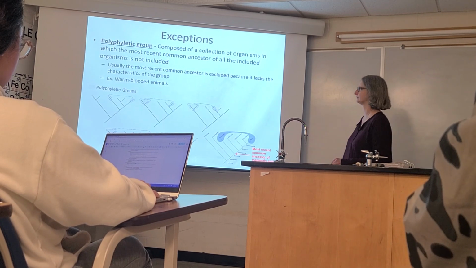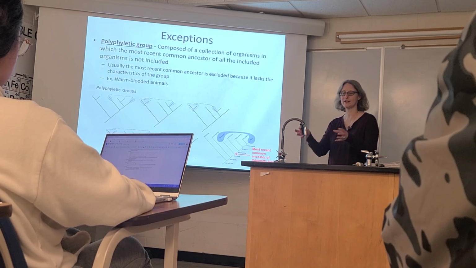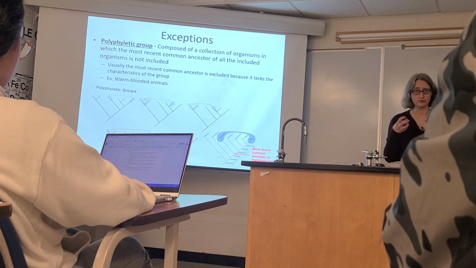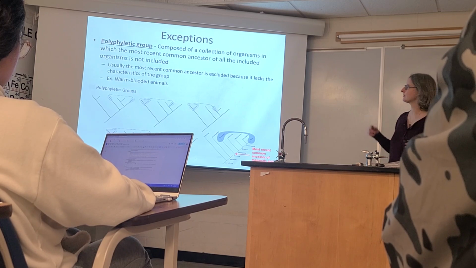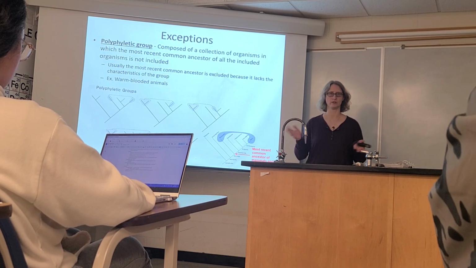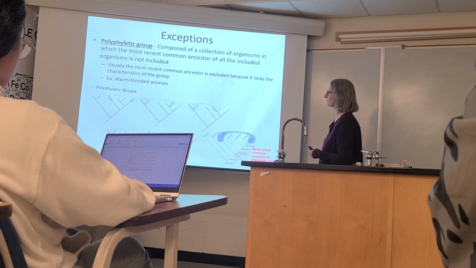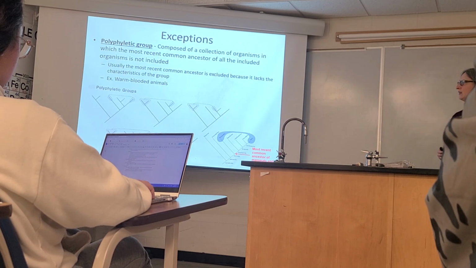This one doesn't. Okay? And usually the reason for that is because whatever feature you're using to group these organisms together, that ancestor didn't have it. So a good example would be warm-blooded animals. I know now we use the term endothermic, but we'll use the old-fashioned term. Warm-blooded animals, things that can regulate their temperature internally through their metabolism, their physiology.